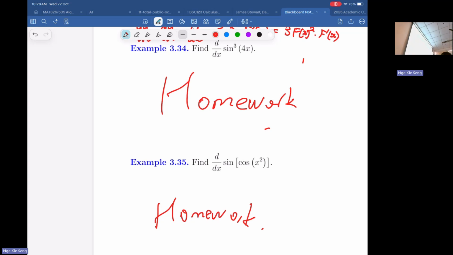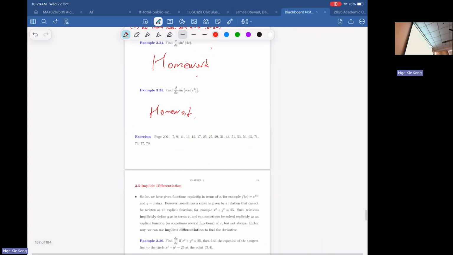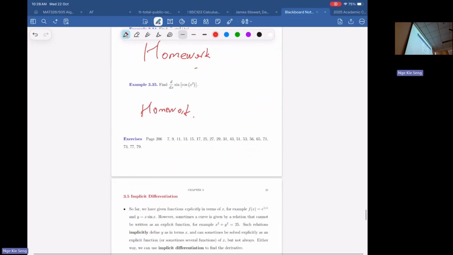Okay, next, we will learn implicit differentiation.